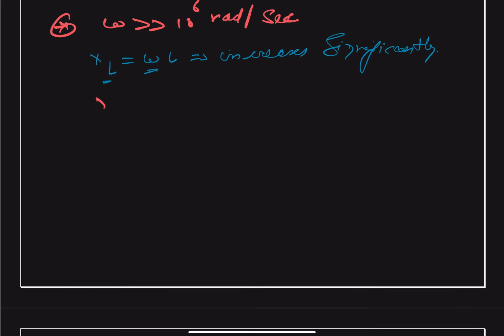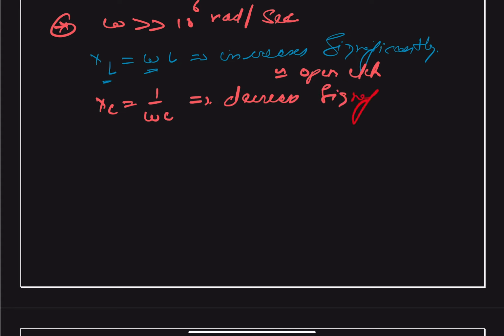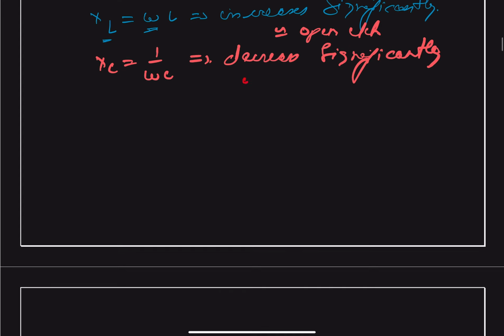And our XC, which is 1 upon omega C, under this condition decreases significantly. So it increases significantly, so we can assume that it becomes approximately equal to an open circuit, and XC decreases significantly. Or we can say that it is approximately equal to a short circuit.